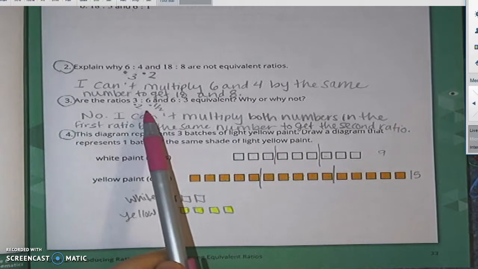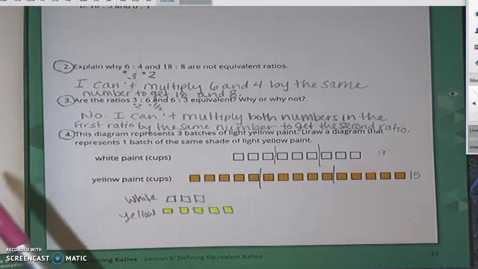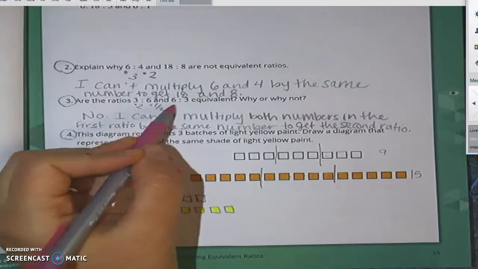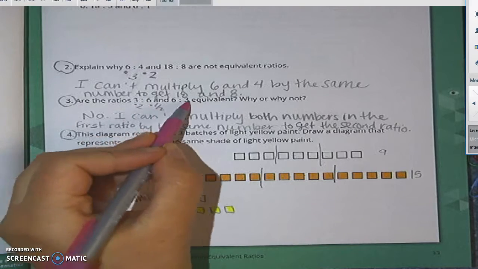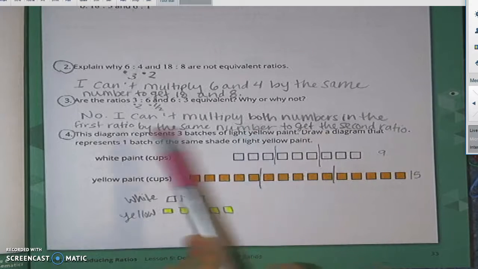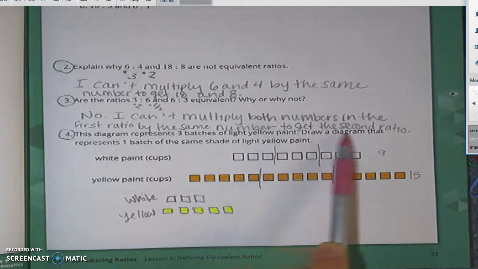Are the ratios 3 to 6 and 6 to 3 equivalent? Why or why not? They are not, because 3 times 2 gives me 6, but 6 times 1/2 gives me 3. So no, I can't multiply both numbers in the first ratio by the same number to get the second ratio.